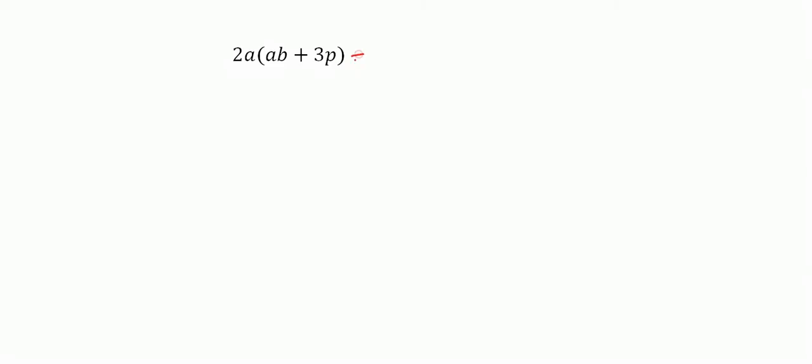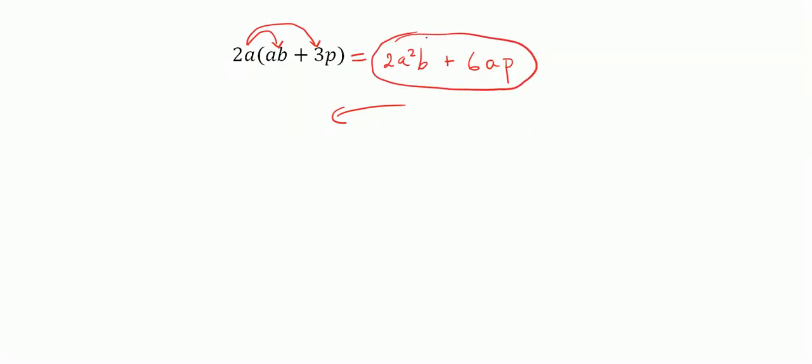Let's say we want to remove the brackets in this case here. So we will take 2a multiplied by ab, and that will give us 2a squared b. Then we have to take 2a and multiply it by 3p, and that will give us plus 6ap. So when we factorize, we move in this direction. We'll be given this expression and asked to write it in this form.